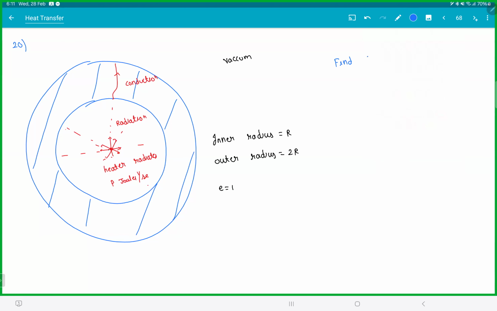Find the temperature of the outer surface and inner surface. You will need K. K is K. So I combined radiation with conduction. This is a solid sphere with cavity, or you can say hollow shell with thickness. Both are the same.